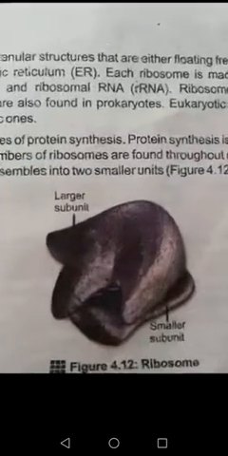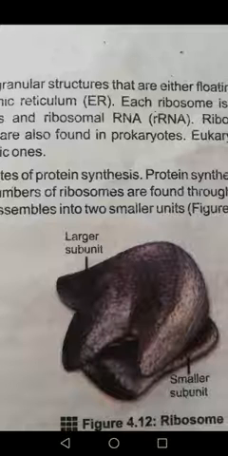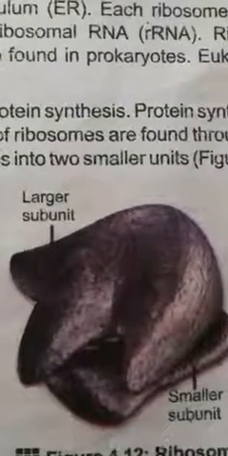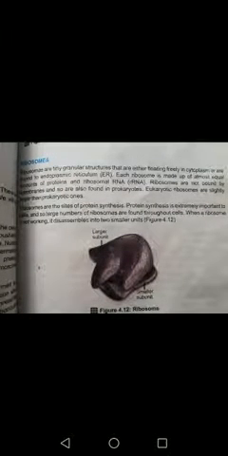And this is the structure of ribosome. It is made up of a larger subunit and a smaller subunit. When the ribosome is working, its structure looks like this, with the larger and smaller subunits together. When it is not working, meaning when it does not make protein, it disassembles into subunits. The larger subunit is separated from the smaller subunit. So this is the function of ribosome, that it makes protein.